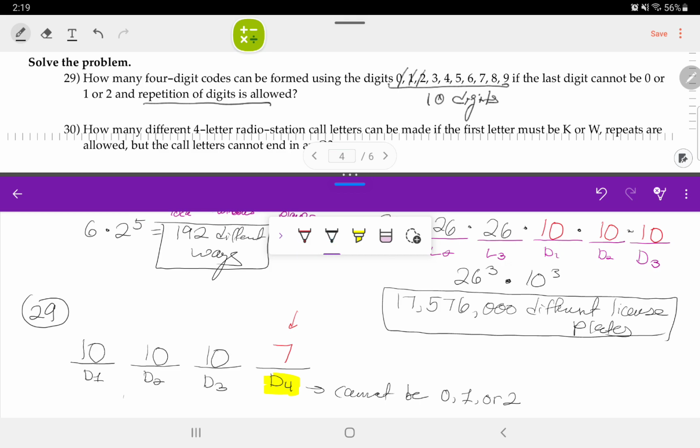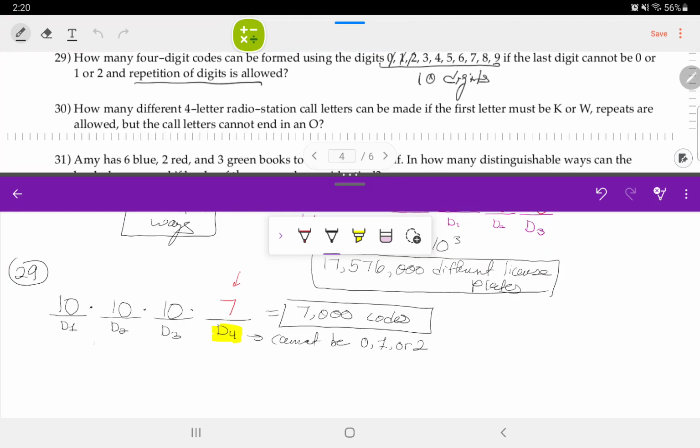But still, I am using the fundamental counting principle, so I'm going to multiply. And that's going to equal 7,000 codes. And that is the answer to question number 29.